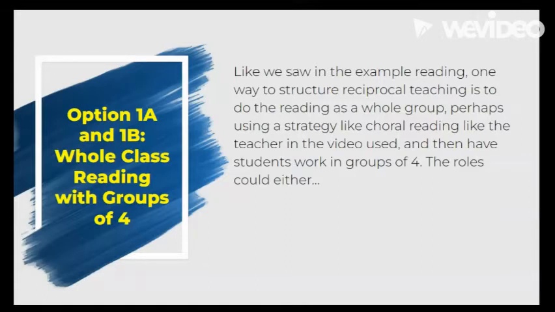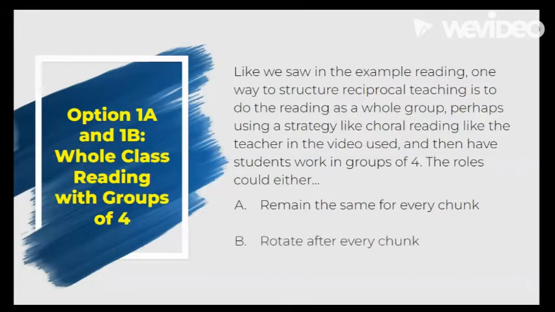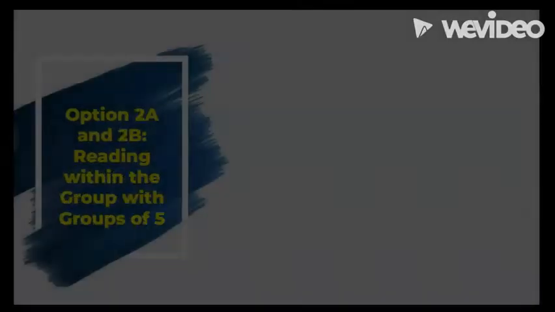Now there are 2 different ways that we can approach the groups of 4. In one method, you could have the roles remain the same for every chunk. So for instance, if a student was assigned to be the predictor, they are the predictor at the end of every chunk of the reading. The other method would be to have the roles rotate after every chunk. So maybe you have the role cards printed out and you ask the students to pass the role cards clockwise at the end of every chunk. That way they have experience playing out each role.